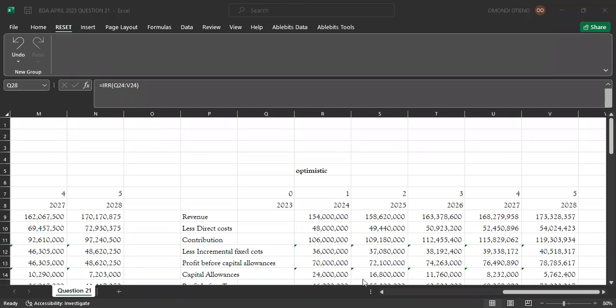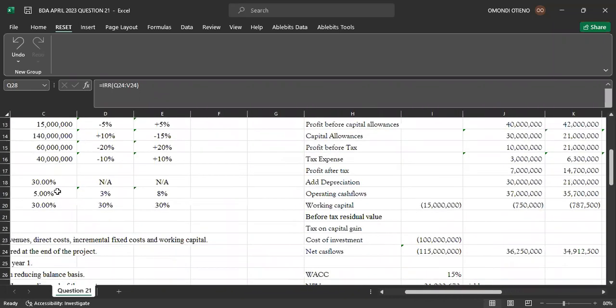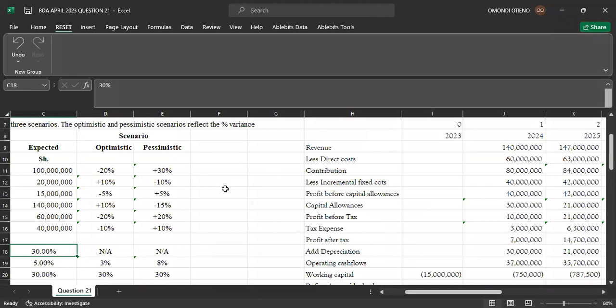Capital allowance. So if the way they are saying not applicable, that rate remains constant. That rate, we are going to depreciate this asset at 30% on reducing balance basis. On reducing balance basis, that is what we are going to apply all through for the three options.